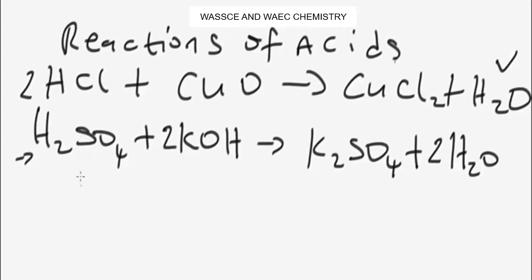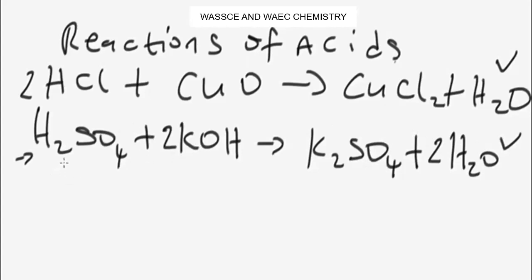What of sulfur? We have one atom of sulfur at the left. We have one at the right. For oxygen, we have six atoms of oxygen at the left. We also have six atoms of oxygen at the right. What of potassium? We have two atoms of potassium on each side. So this chemical equation is now balanced. So when sulfuric acid reacts with potassium hydroxide, this will be the output. We have salts and water only.